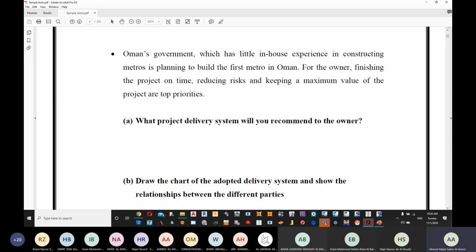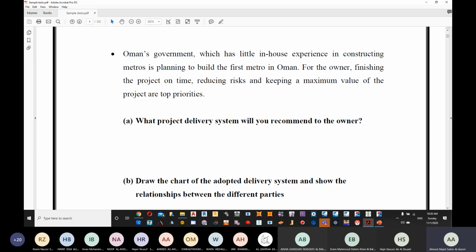Now, the final answer should go with finishing the project on time. Which one do you think is going to have more opportunity to finish on time? Is it the traditional, with me being the construction or project manager, or having an experienced person acting as a construction manager? Which one is faster?